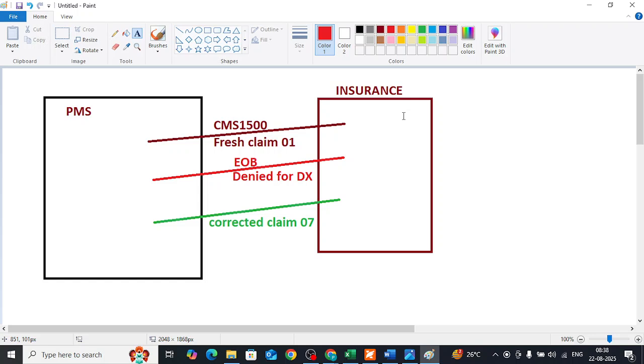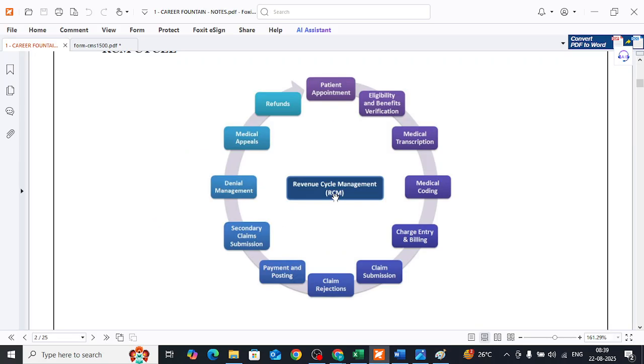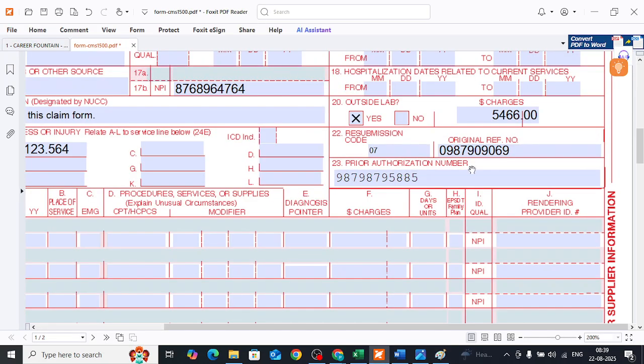If the authorization department says yes, there is a need to take the authorization, then every insurance company has a different way to apply for it. For some insurance companies we have to fill in their form and submit. For some we have to fill in the information on their web portal and submit. And for some we can get the authorization on the call itself. We'll discuss authorization in detail later, but we'll get an authorization number, and that authorization number will go here on this claim form, in box number 23.